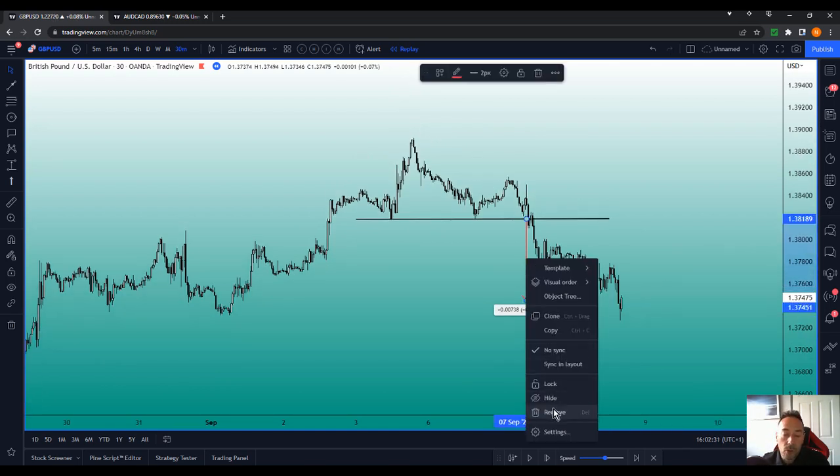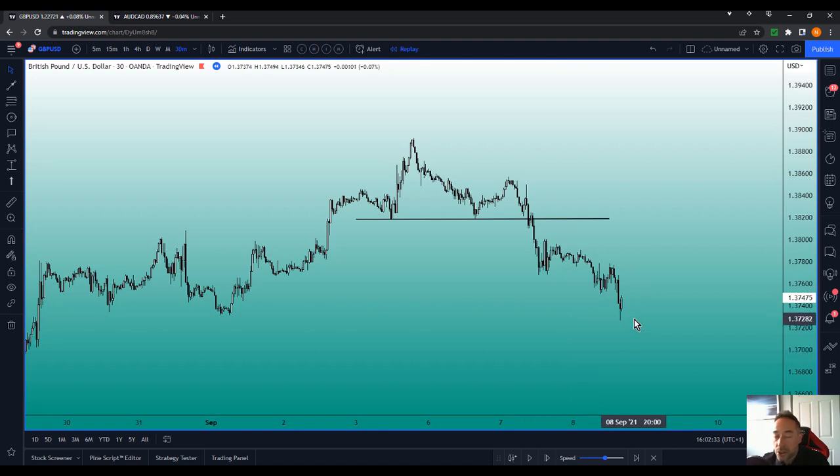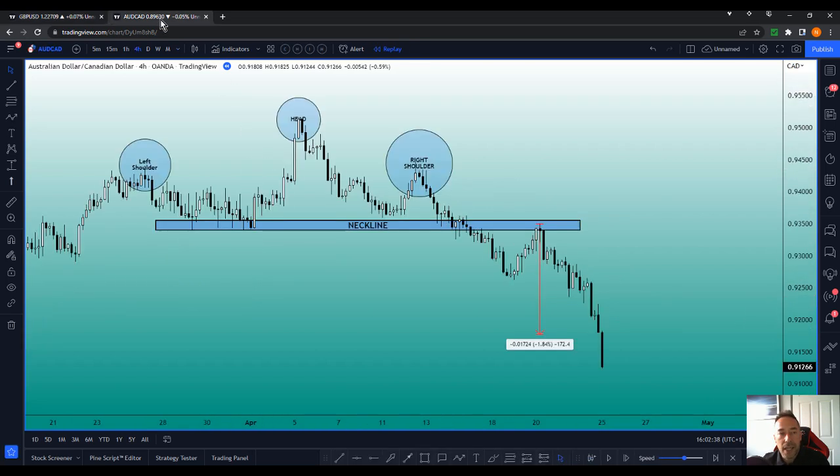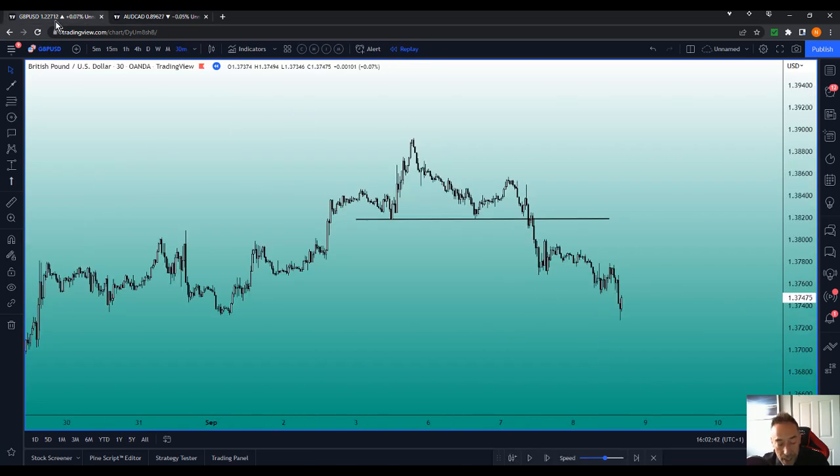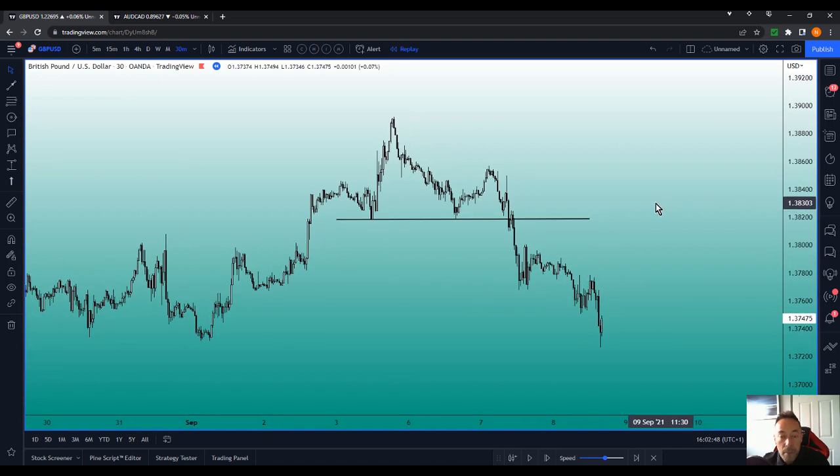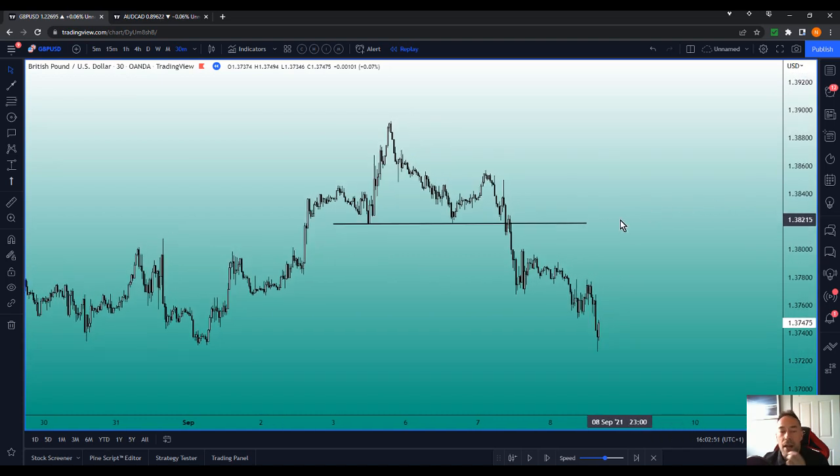You can look for a head and shoulder pattern on any time frame. I've shown you this on the 30-minute. Aussie CAD was on the 4-hour, but it can be on any time frame. I'm just trying to think if I missed anything else out. I don't think I have. Just remember, it's a fancy name for a change of cycle from an uptrend into a downtrend.